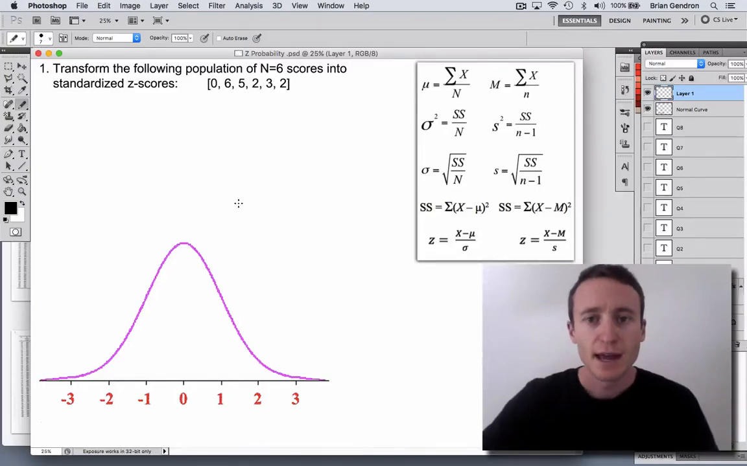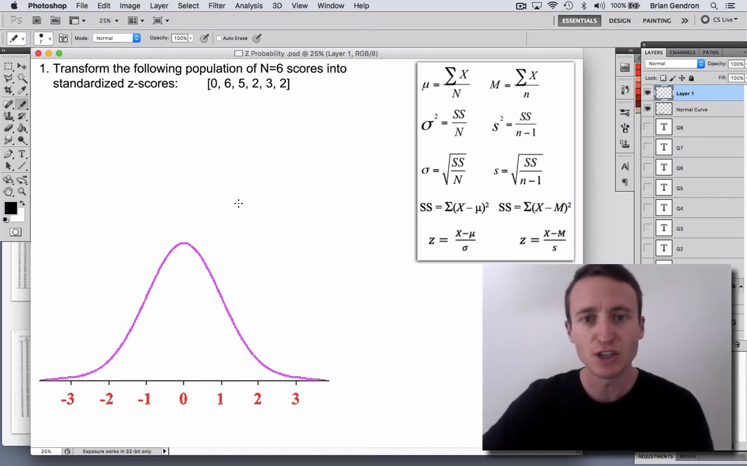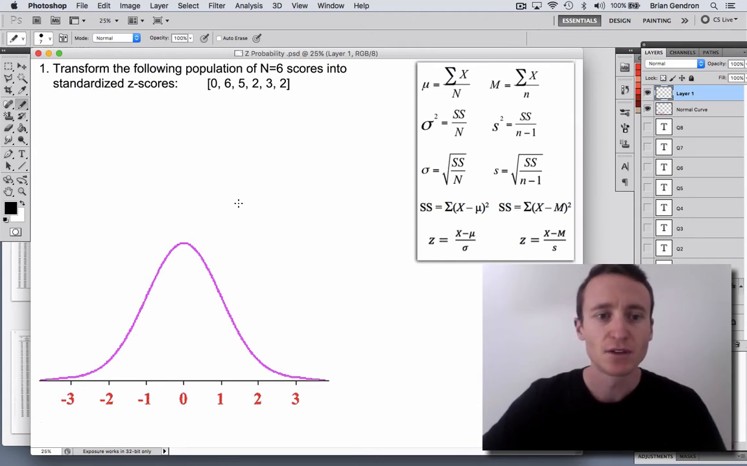Welcome back, everybody. In this video, the plan is to cover a handful of questions related to probability and the normal distribution. And in some of the problems, we will be simply transforming scores into z-scores, so we'll be standardizing them. But in other questions, we will actually be using the unit normal table, the z-table, to identify specific proportions associated with normal distributions. So let's get into it.